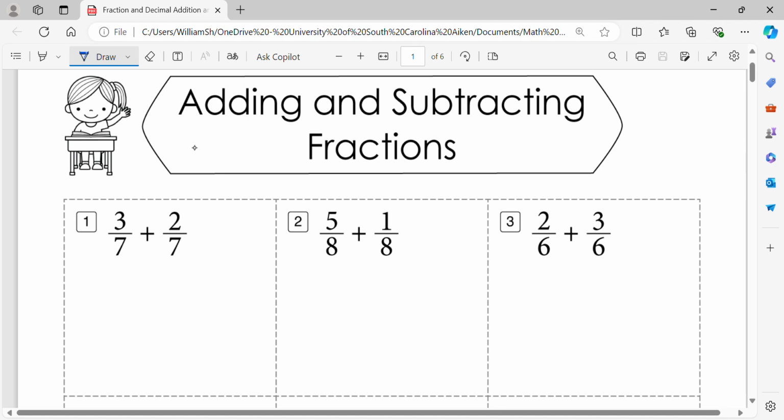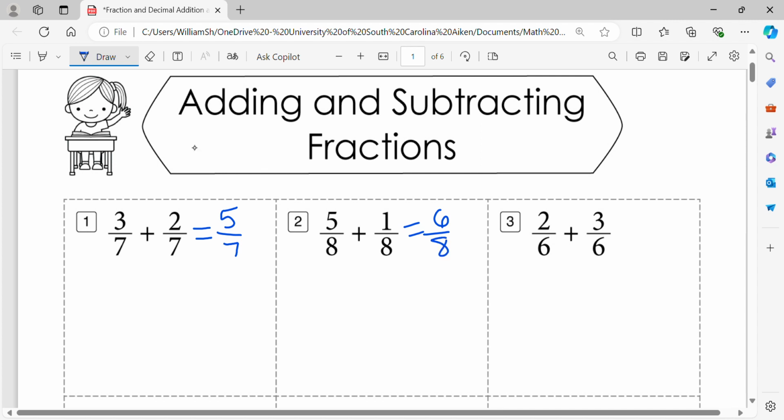So if we look at the first one here, it says 3 over 7 plus 2 over 7. Because they have a common denominator of 7, we literally can just add the numerators. 3 plus 2 is 5. So 3 over 7 plus 2 over 7 is just 5 over 7. Quite simple. If I look at number 2, I've got 5 over 8 plus 1 over 8. It has the same denominator, so I can just add across the numerator, and I'm good to go. 5 plus 1 is 6. We have 6 over 8.